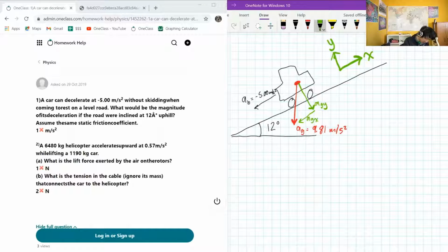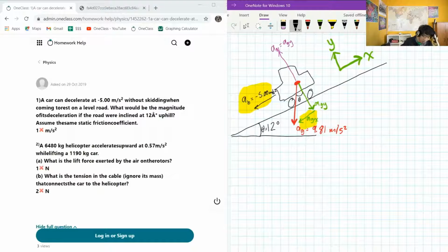Yeah, so this could be a little bit confusing. Maybe I'll draw this in a purple color. So this is AN for normal, and that's going to be equal to AGY. So the only things of relevance here are going to be AB and AGX. Now to determine what AGX is, we first need to keep in mind that this angle here is also 12 degrees. So it's also going to be theta, like that.